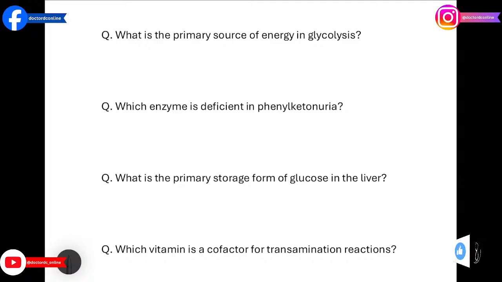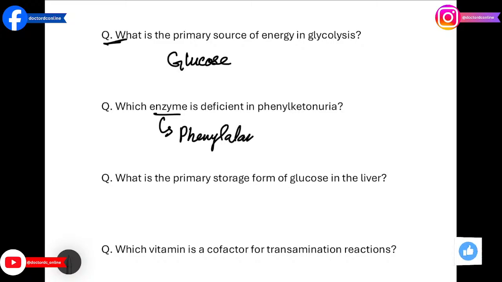The next question is, what is the primary source of energy in glycolysis? And the answer is glucose, because it is broken down to pyruvate, yielding 2 ATP and 2 NADH per molecule. The next question is, which enzyme is deficient in phenylketonuria? And the answer is phenylalanine hydroxylase. This deficiency causes phenylalanine accumulation, leading to intellectual disability.